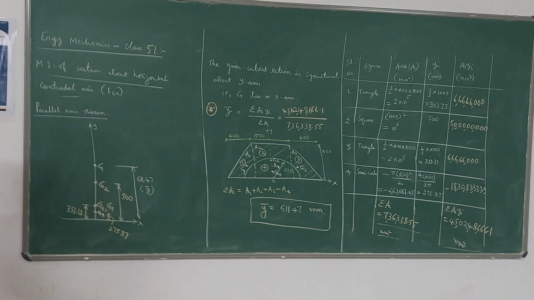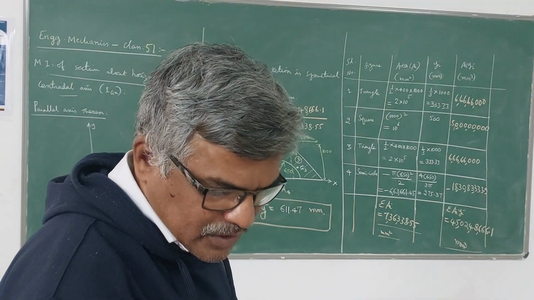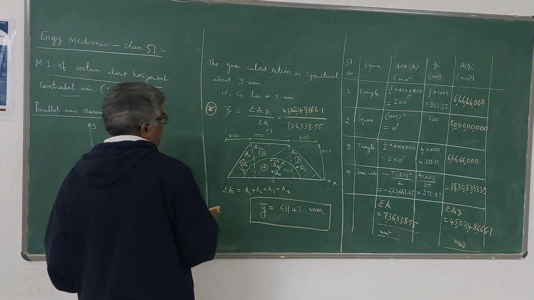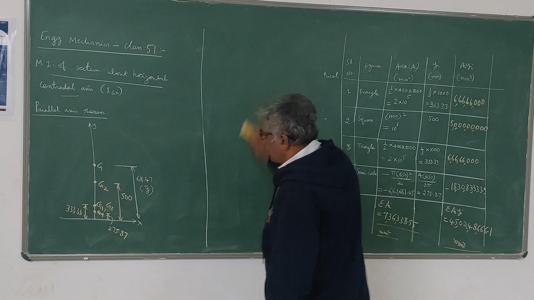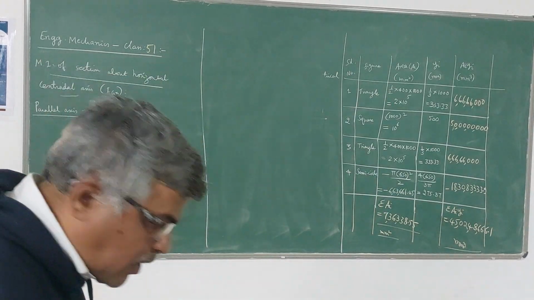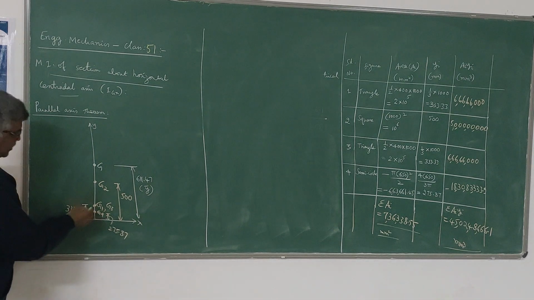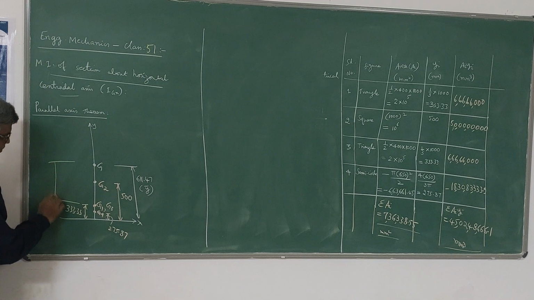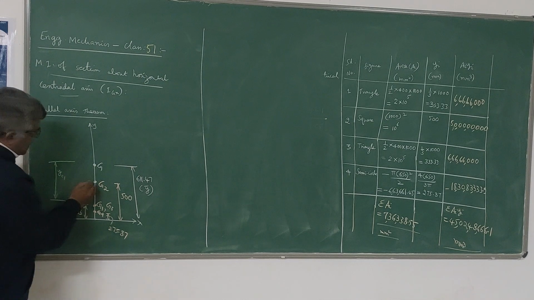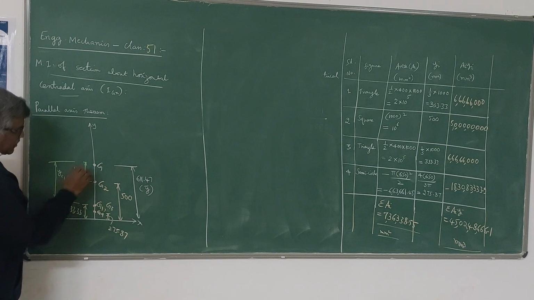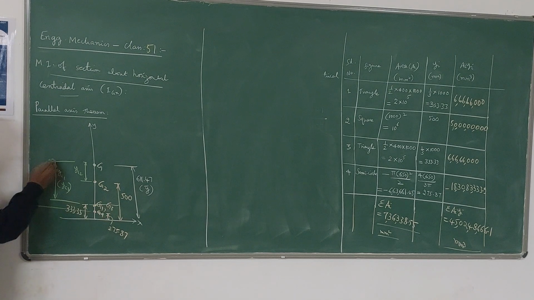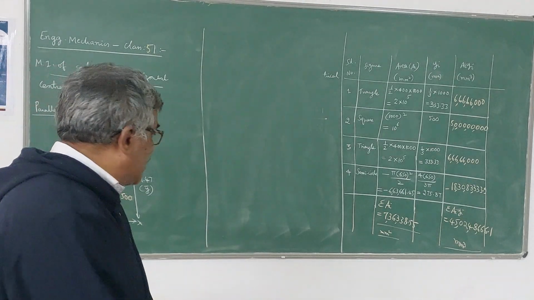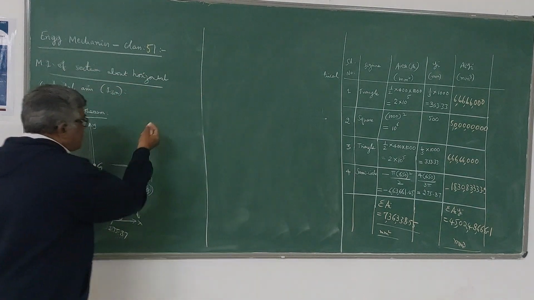Now for using the parallel axis theorem, I need the vertical distances of G1, G2, G3, G4 from G. Then only I can use it. So let us write down the vertical distances now. From G to G1, I take this distance as YC1. From G to G2, YC2. From G to G3, this is the same as YC1, this is YC3, because they are lying on the same line. From G to G4, I take it as YC4. So these are the distances, and now we can use the parallel axis theorem.